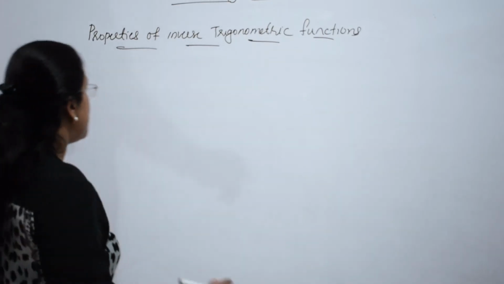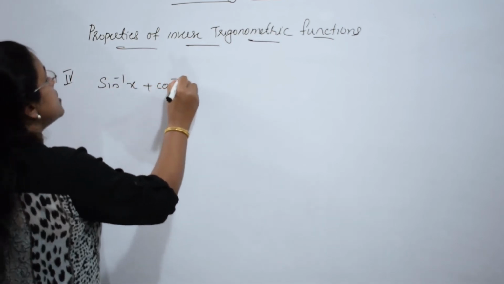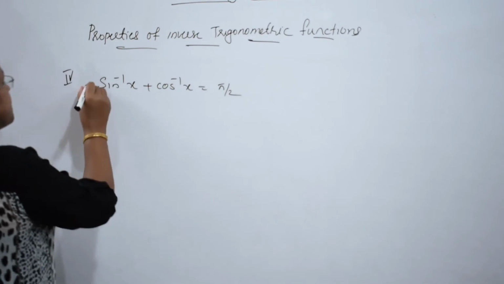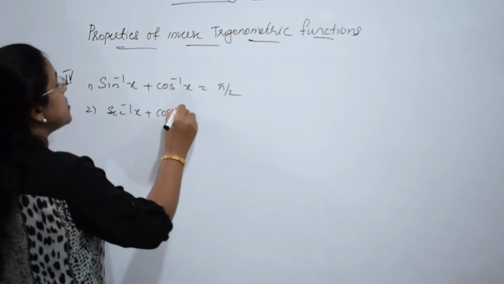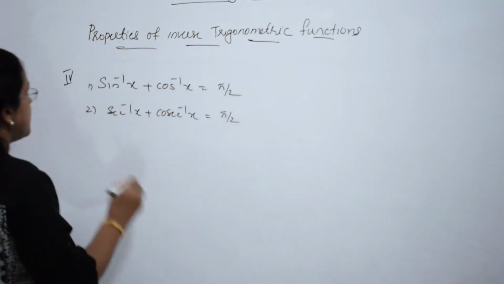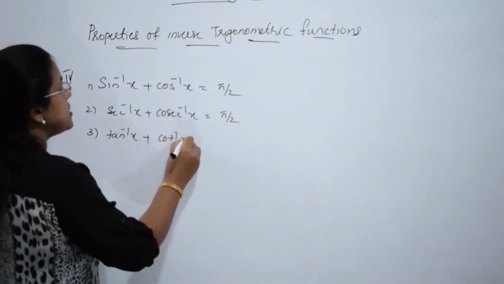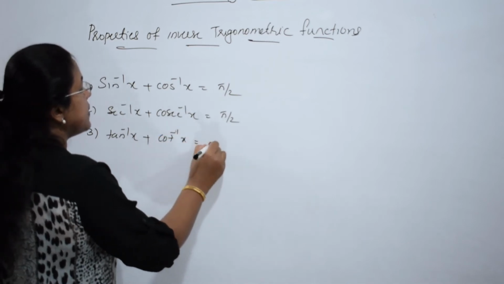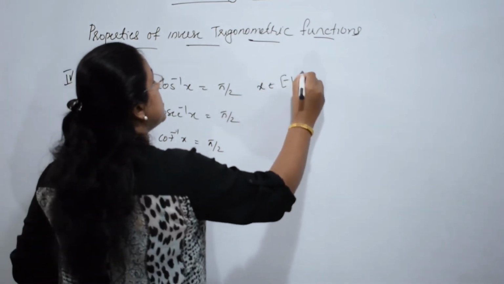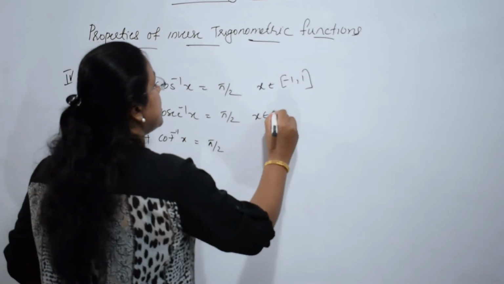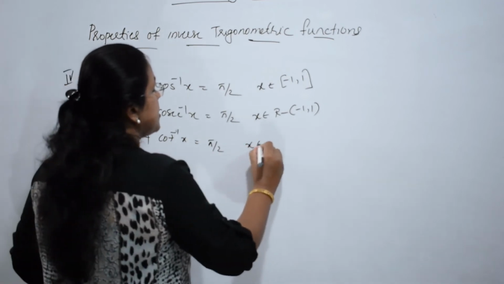Now, next set of properties. Sin inverse x plus cos inverse x is equal to pi by 2. Second, sec inverse x plus cosec inverse x is equal to pi by 2. Third, tan inverse x plus cot inverse x is equal to pi by 2, where, for the first, x belongs to minus 1 to 1; for the second, x belongs to R minus the interval minus 1 to 1; and for the third, x belongs to R. Write the domains here.